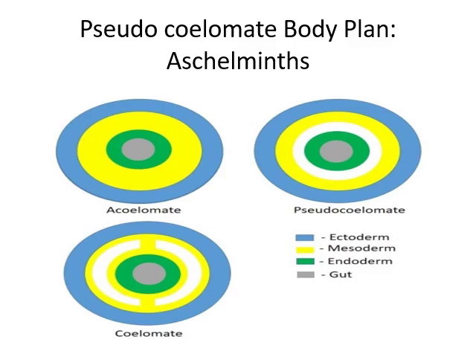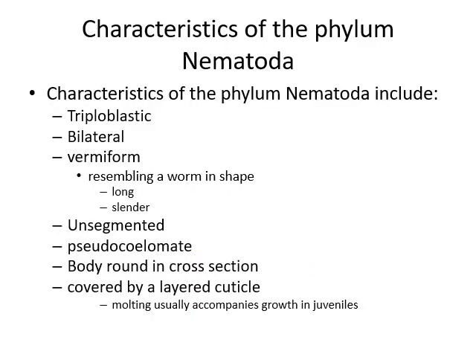Pseudocoelomates body plan. Here you can see in the diagram there are acoelomates, coelomates, and pseudocoelomates body plans. So today we will discuss the characteristics of the phylum Nematoda and different organs and organ systems.